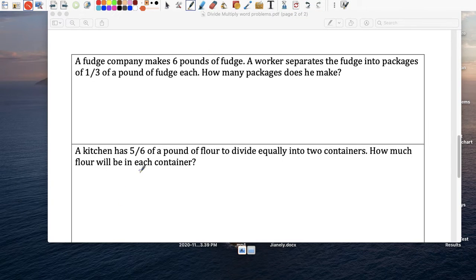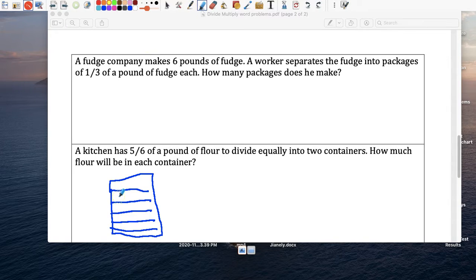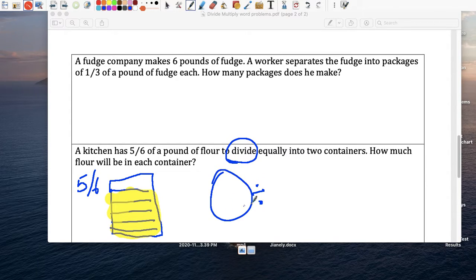A kitchen has 5/6 of a pound. So you make a bag of flour, harina. 1, 2, 3, 4, 5, 6. So it's full, está lleno hasta aquí. Okay, 5, 6. I have 5/6. And I want to divide. So this first number over here is lo que tengo, is what I have. What do I want to do? I want to divide it into 2.